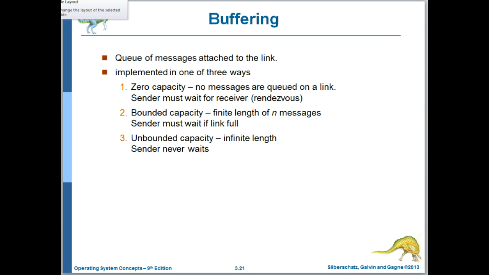Here you can see the three possibilities for link buffering. A zero capacity or no buffer forces senders and receivers to rendezvous. They have to synchronize. A bounded capacity buffer allows a certain amount of asynchronous activity. If the buffer is full, a send will block. If the buffer is empty, a receive will block. And then finally, the limiting case is a buffer of infinite length.